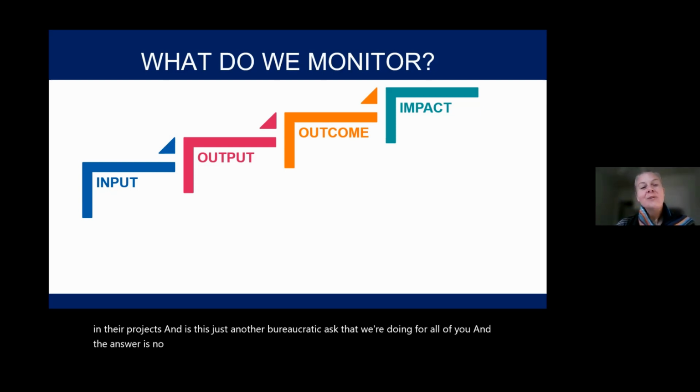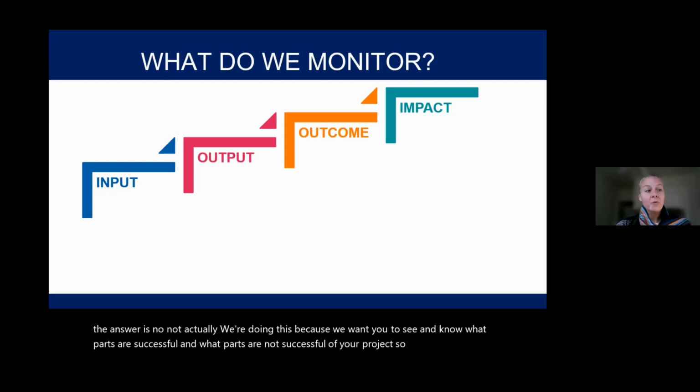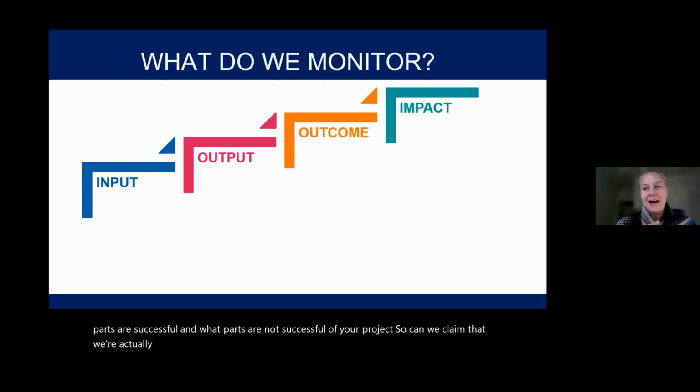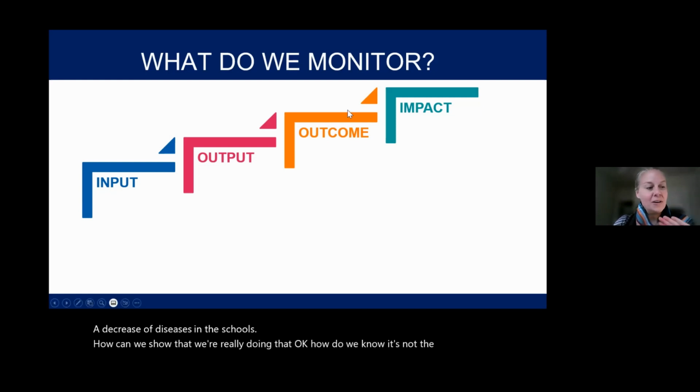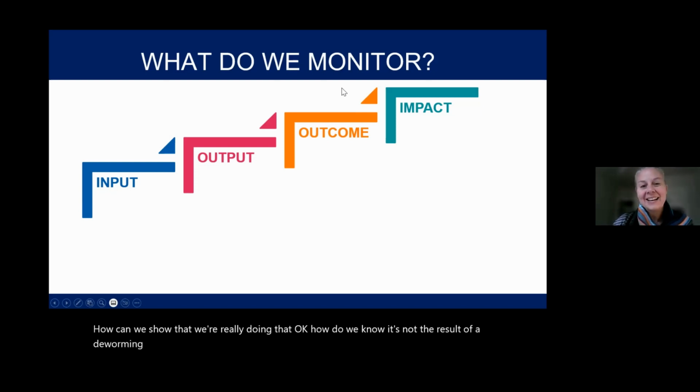We're doing this because we want you to see and know what parts of your project are successful and what parts are not successful. So can we claim that we're actually creating this decrease of diseases in the schools? How can we show that we're really doing that? How do we know it's not the result of, you know, a deworming effort that was going on simultaneously with our water and sanitation efforts at the school?